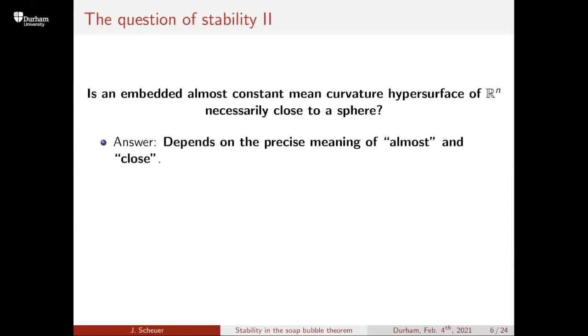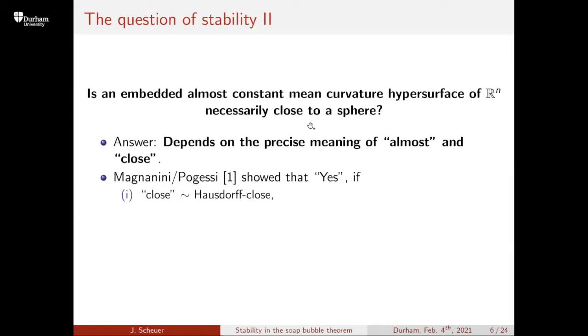And the answer depends on what you mean by almost enclosed, because you have to fix some topology, some measurement in order to make that kind of well-posed problem. But there are recent works by Magnanini and Poggesi, like 2 or 3 years ago. They answered affirmatively in case that we understand the closeness to a sphere as Hausdorff close. This is basically a C0 closeness. Hausdorff close means that your surface fits into a small annulus lying around your sphere.